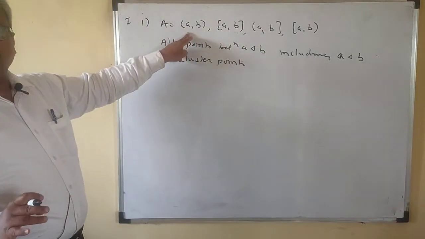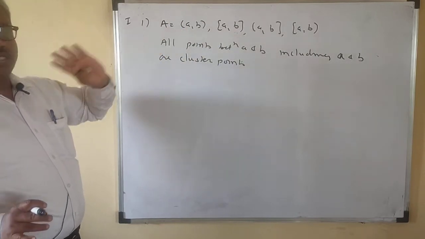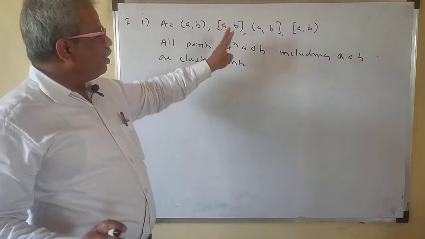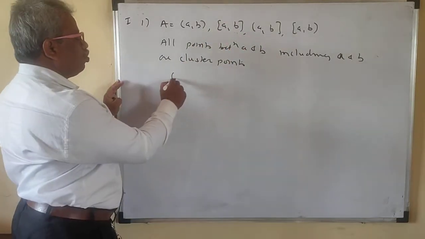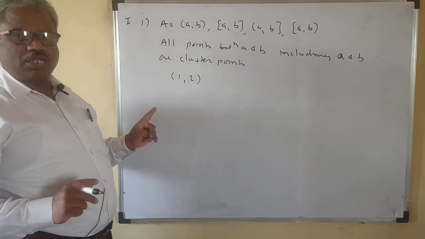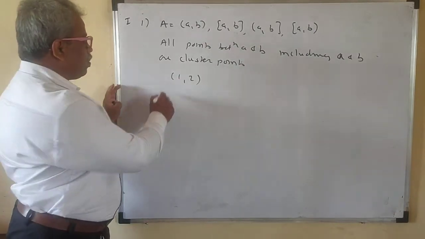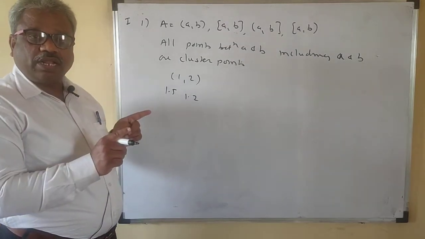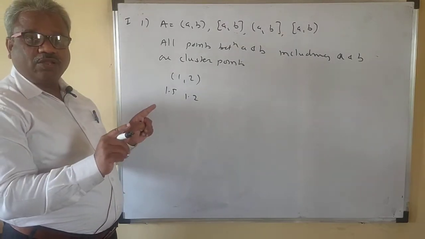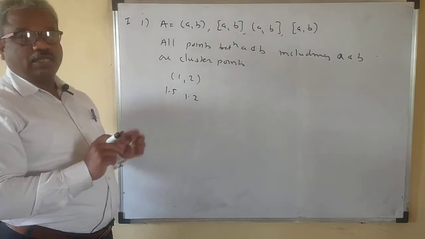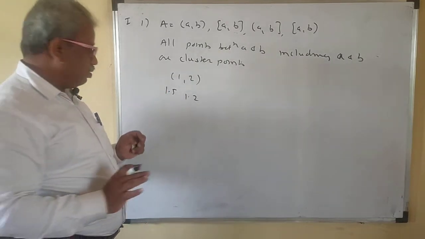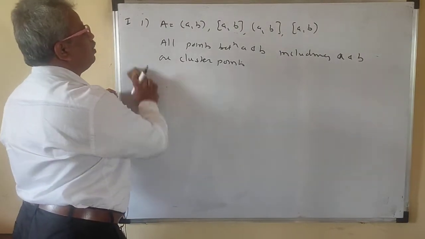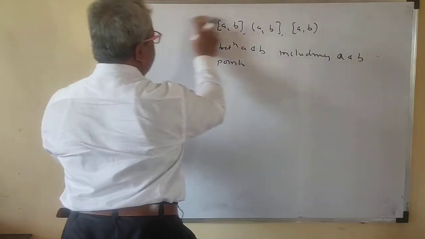So now here, a does not belong to the set, but a is the cluster point. b does not belong to this set, but b is the cluster point. Here a and b belong to this one. If there is the open interval (1, 2), then 1 is also a cluster point, 2 is also a cluster point, 1.5 is a cluster point, 1.2 is a cluster point. Every number between 1 and 2, including 1 and 2, are the cluster points of the interval. So whatever the interval may be, open, semi-open, or closed, it does not matter.